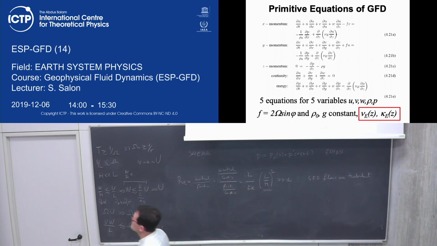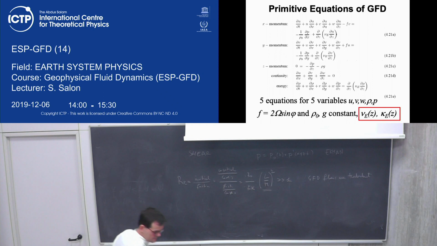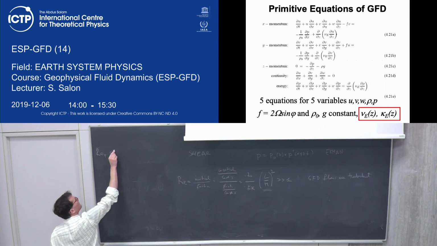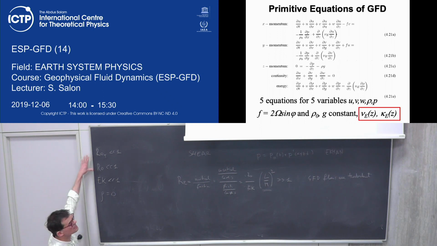So now we are quite safe to start analyzing the primitive equations, because we have tried to simplify them as much as possible. We will start by considering the case that I mentioned before, where all the numbers are very small. So we take Rossby temporal much smaller than 1, Rossby much smaller than 1, Ekman much smaller than 1, rho equal to 0. This means we are considering large scale flow, very slow, or a fast rotating rate, but we cannot change the rotating rate of our planet because it is fixed. So: large scale and slow flows, far from the boundary layer, and homogeneous.